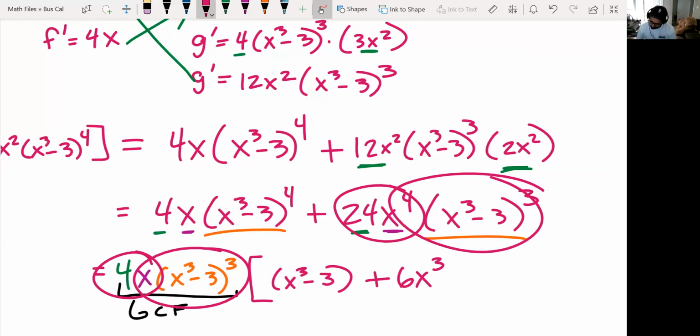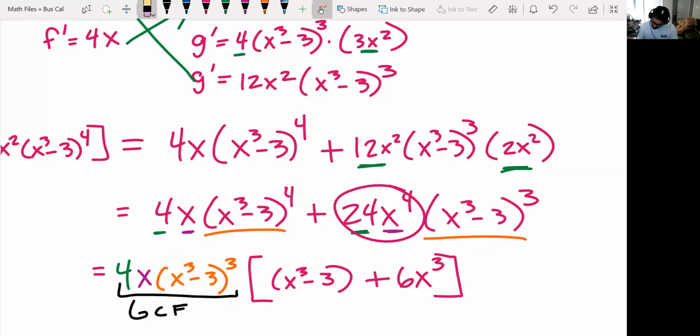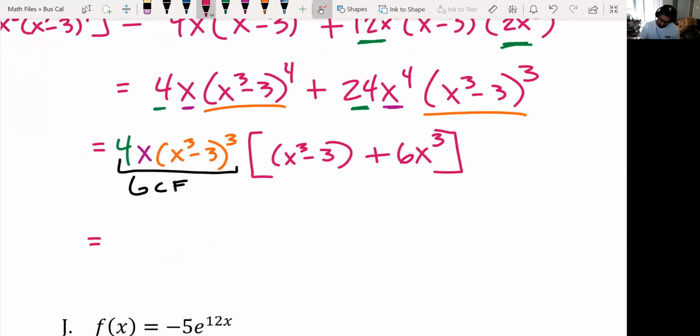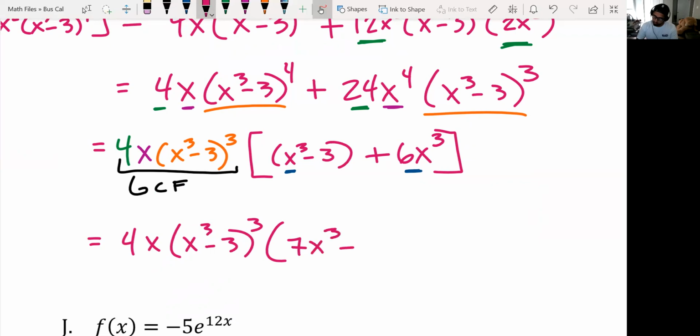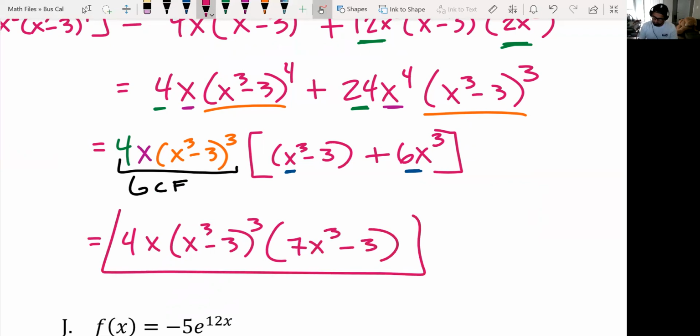So that's all we're left with. And there we go. All we have left to do is clean up inside the brackets, and we are done. So rewrite my greatest common factor. And then don't need brackets anymore. All I have to do is say x cubed plus 6x cubed, and that will give me 7x cubed minus 3. Done, done, done.